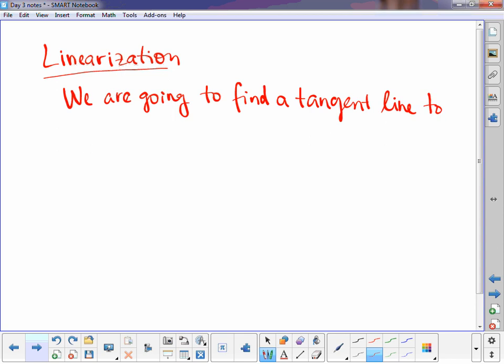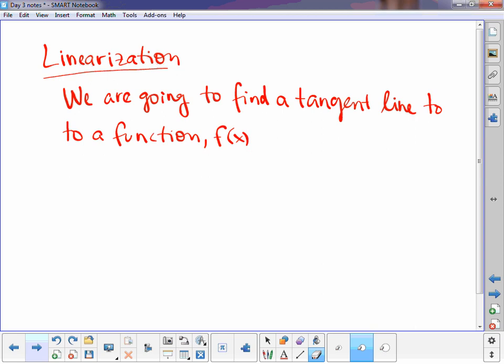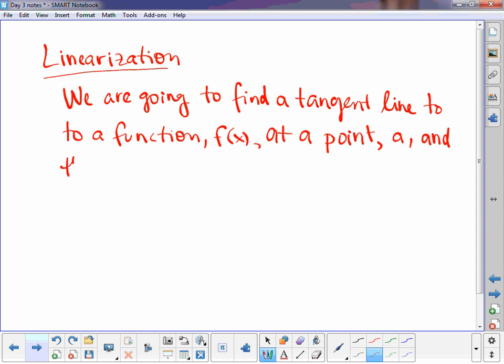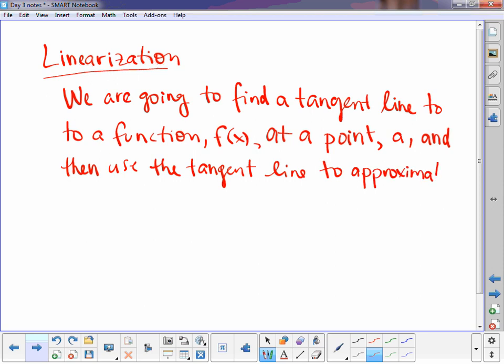We're going to find a tangent line to a function, and we'll just say it's f of x, at a point, we'll just say a point A, and then use the tangent line to approximate, and again, we're not getting the exact value, we're approximating, so squiggles are a big thing here. To approximate f of x for a value close to a.